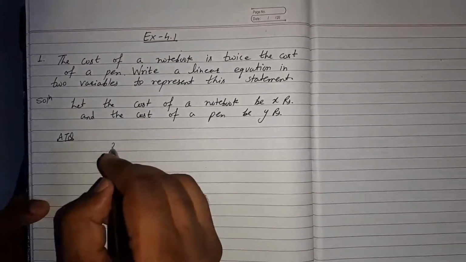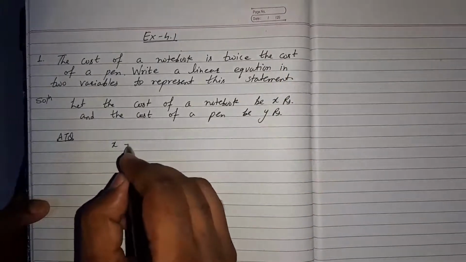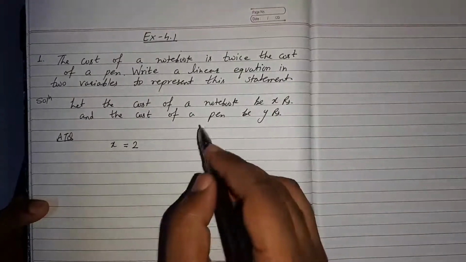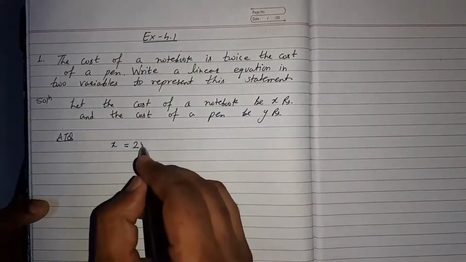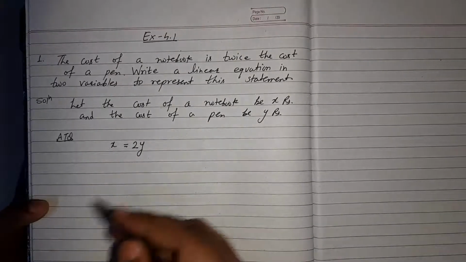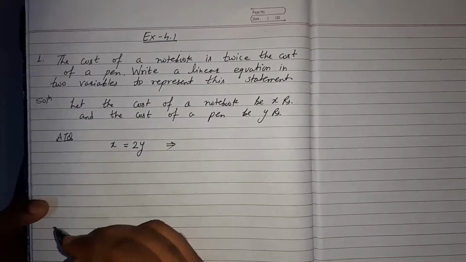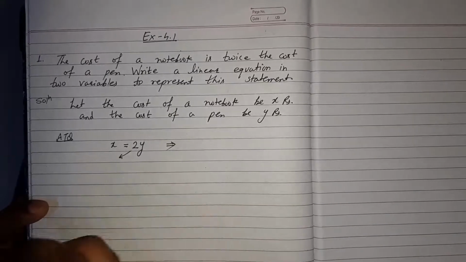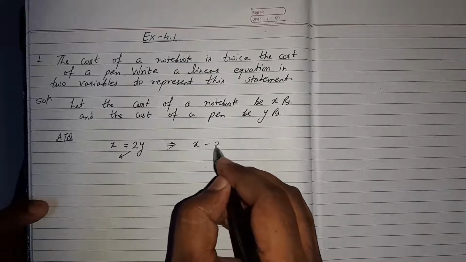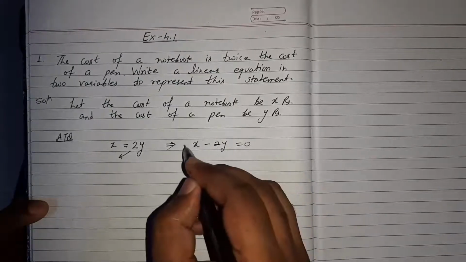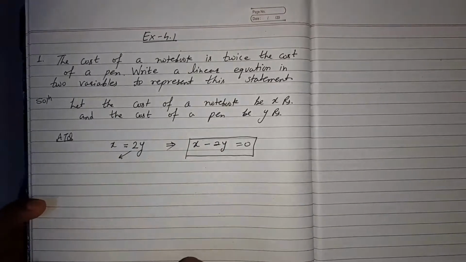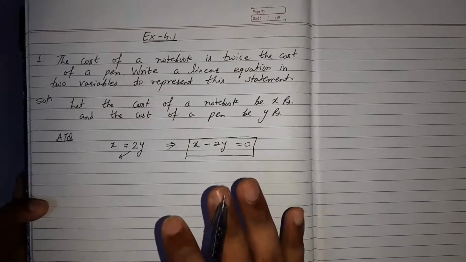According to this statement, the cost of a notebook is x. 'Is' means equal to, and 'twice' means two times the cost of a pen, y, so it will be 2y. So the equation will be x is equal to 2y. We can write this equation in standard form by transposing 2y to the other side, so it becomes negative, and the equation will be x minus 2y is equal to 0. So this is the standard form of a linear equation in two variables. I think this is clear.